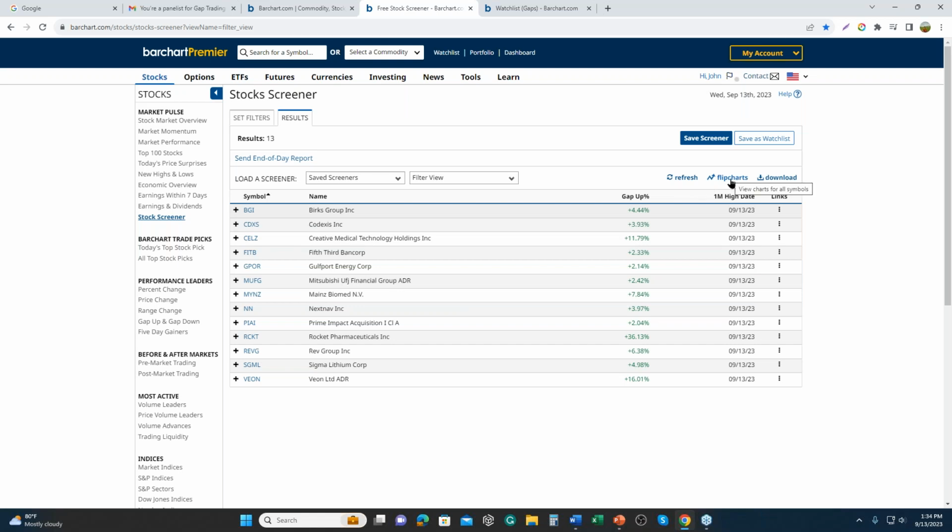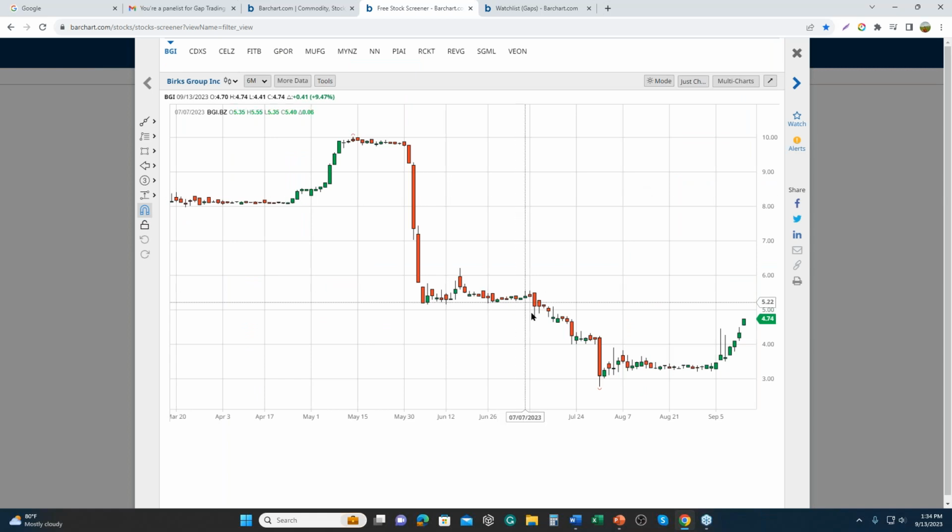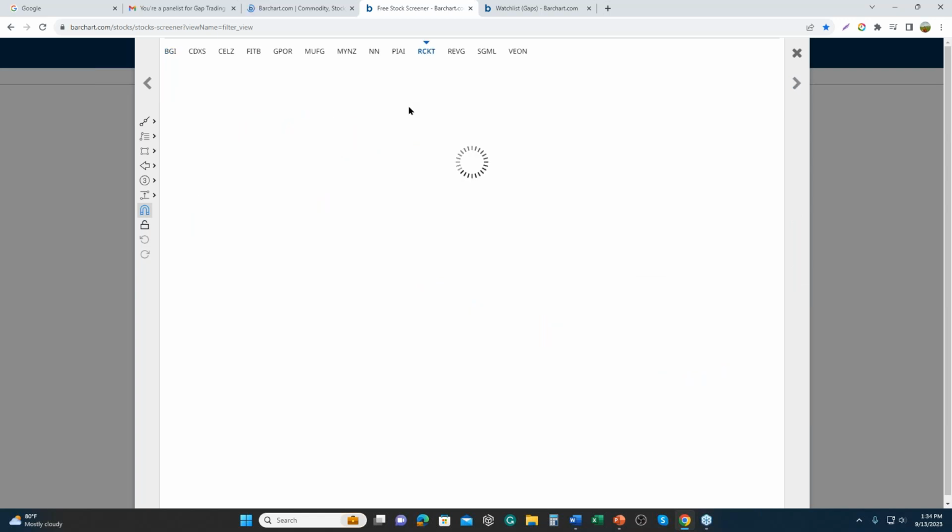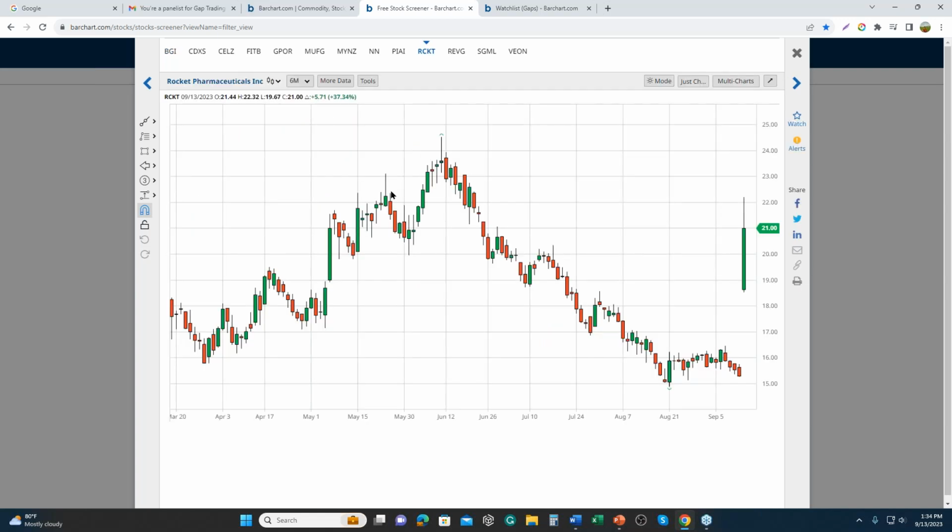So one of the things we can do is we can go to our flip charts and then just visualize: is price breaking out of a range of price? Is it breaking out from a structure of price? So here's Rocket Pharmaceutical, and you can see, right, this really is that example, right? A big, large gap, and price is taking out several recent highs. So this would be definitely a breakout candidate.